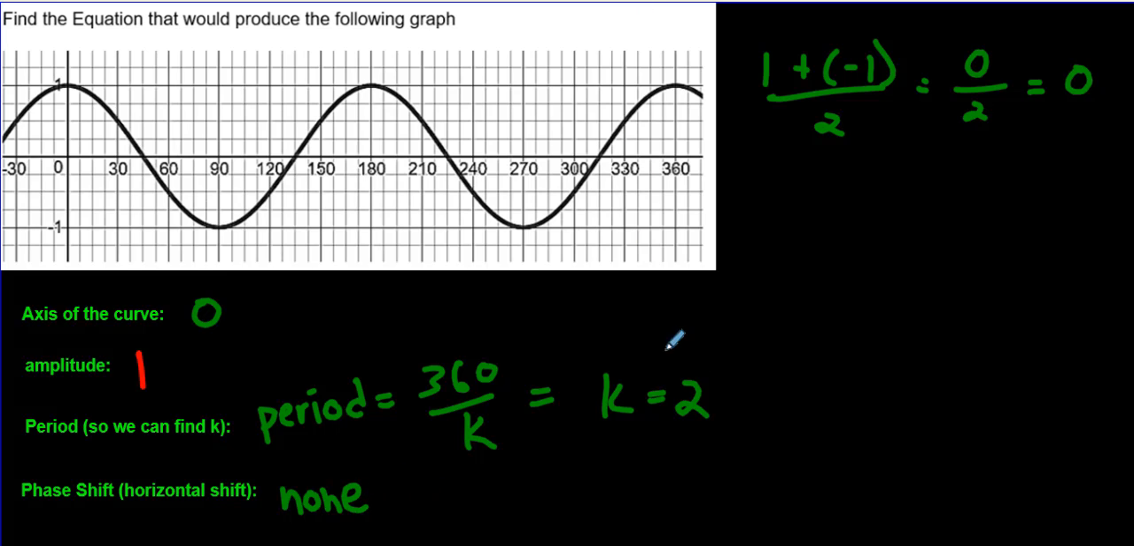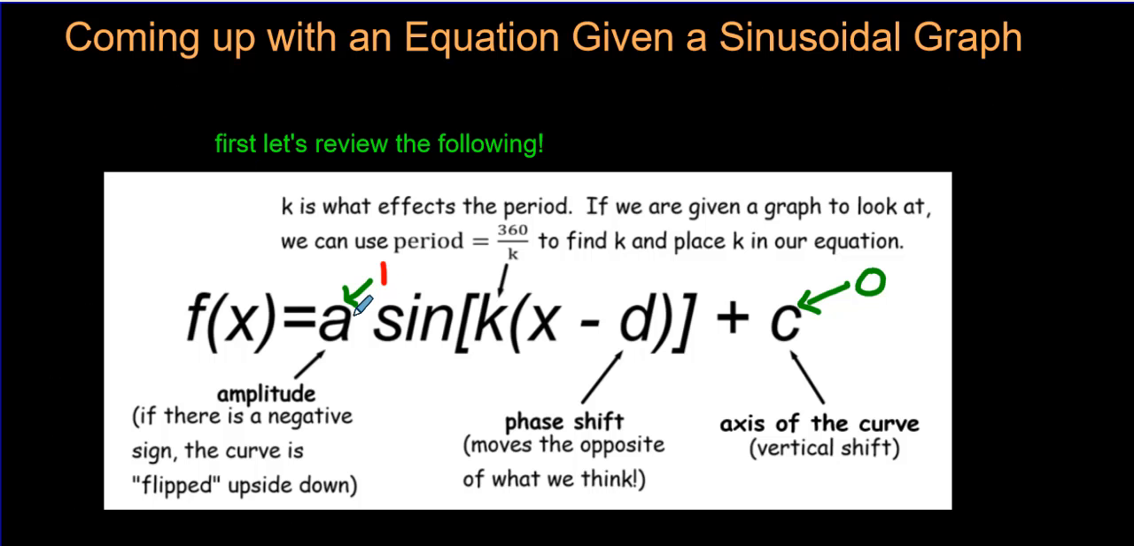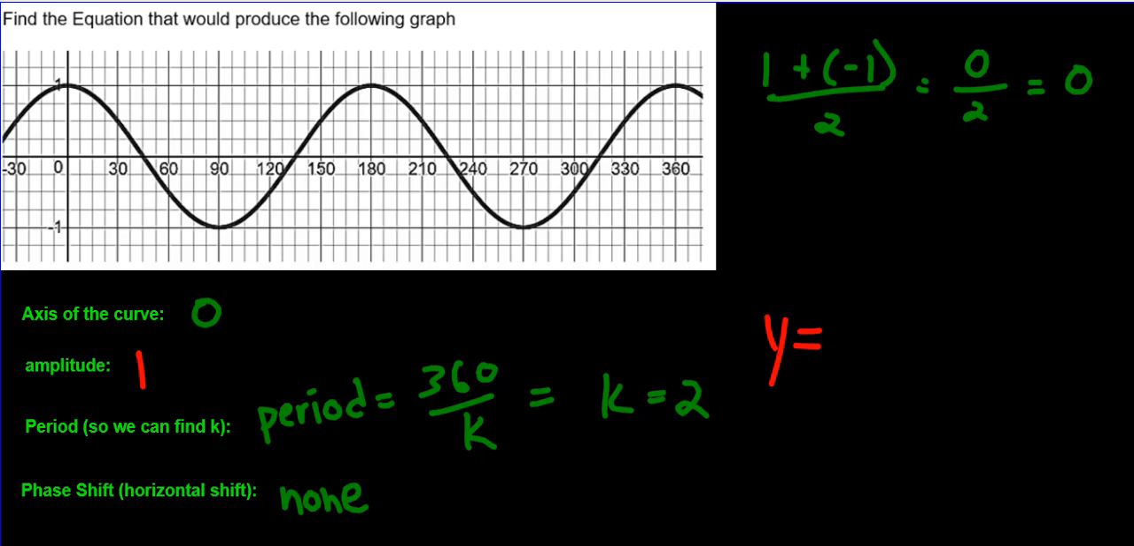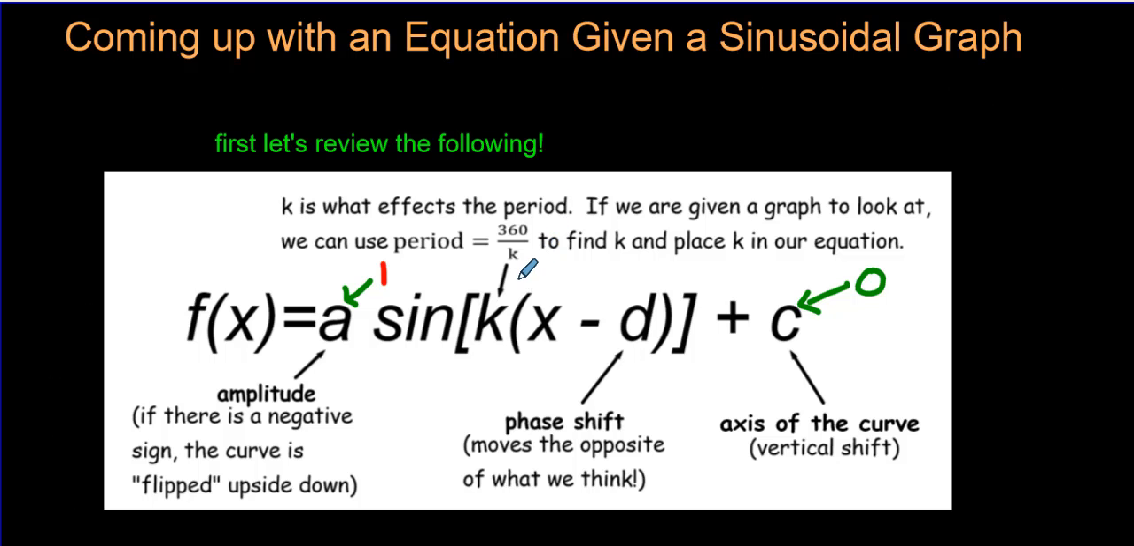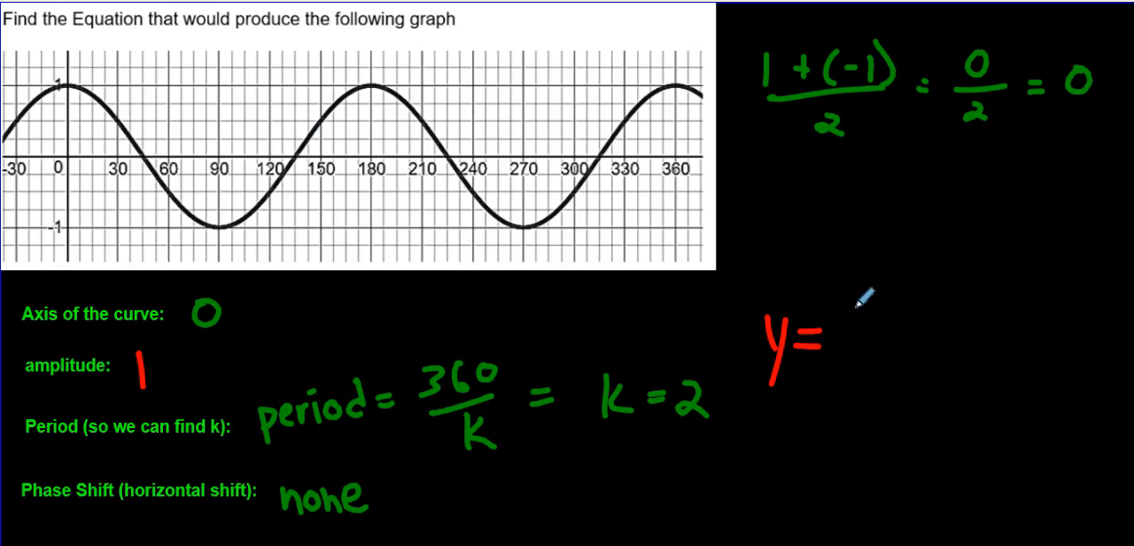So let's write our equation now. It's going to be y equals. Now remember, we have 1 here. We have k is going to be 2, right? And there's no horizontal shift at all, and there's also no vertical shift, up or down. So let's write this out as our equation. Y equals, amplitude is 1, so I'm just leaving that blank.